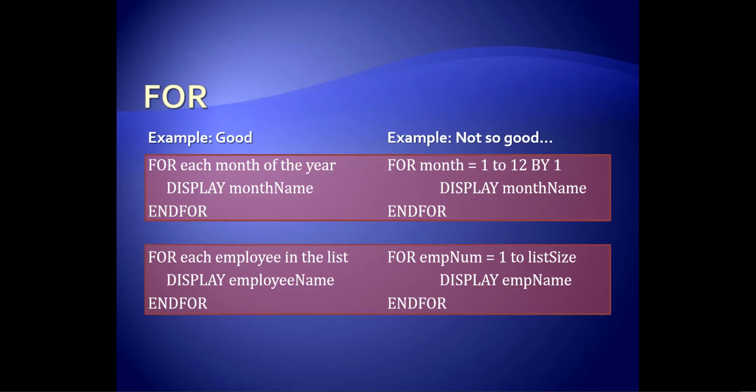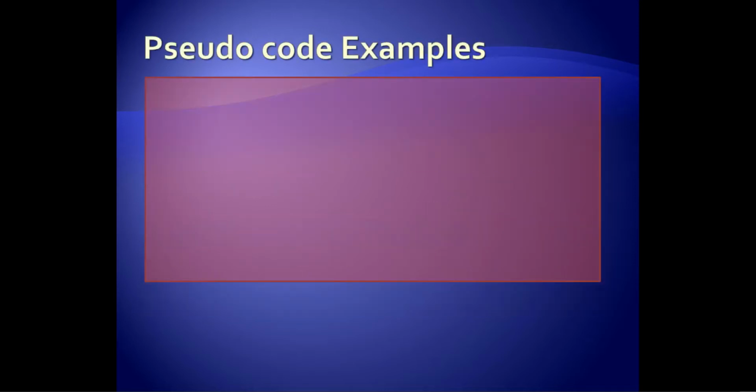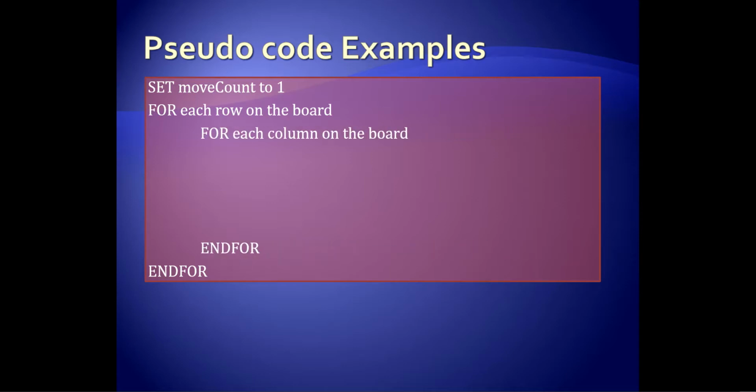English is fine. You want to be concise, and sometimes it's okay to put the math in there, but if it makes it any less readable, you should try to avoid it. So let's look at a few examples and wrap this whole lesson up. So, first up, set move count to 1. For each row on the board, for each column on the board.